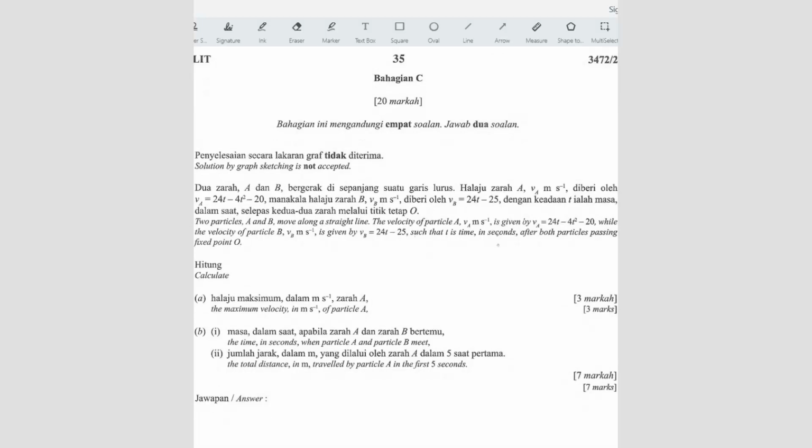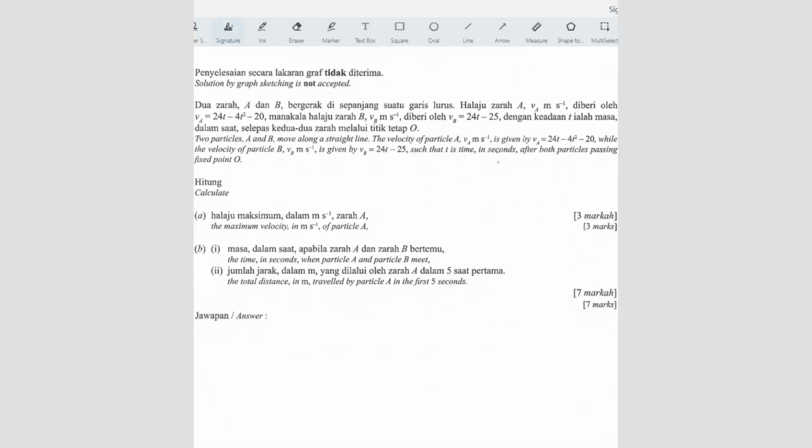Question number 12. This one is kinematics. Two particles A and B move along a straight line. They give two velocities here: first is VA, and then VB is given as this, such that t is in seconds after the particles pass fixed point O. Question A: find the maximum velocity of particle A.